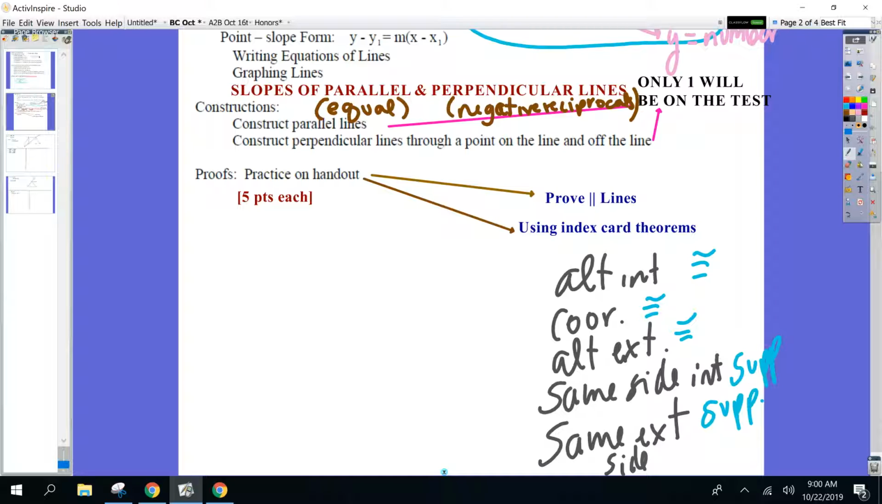Go ahead, Logan. You said you don't have the index cards with you. Correct. So you're going to have to kind of know them down pat. The only one really that may cause an issue is the last one because it's a little longer.